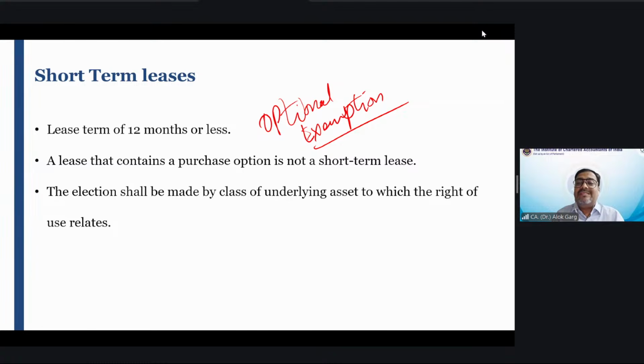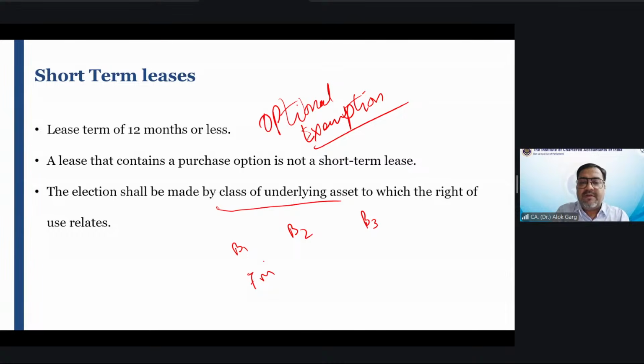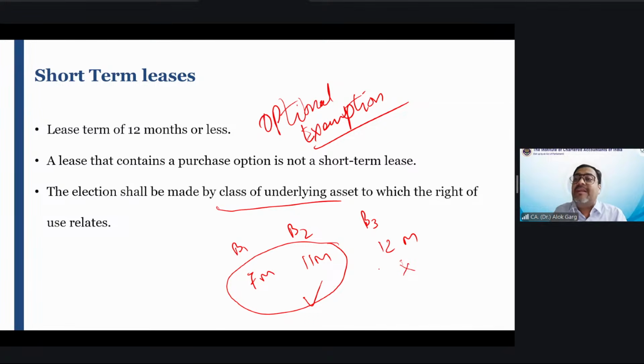And the short-term lease exemption has to be availed by the class of underlying asset. What is meant by the class of underlying asset? For example, the lessee has entered into a lease contract for 3 buildings, B1, B2, B3. B1 is for 7 months, B2 is for 11 months, B3 is for 12 months. The lessee wants to apply short-term lease exemption for B1 and B2, but doesn't want to apply it for B3. Lessee wants to do the ROU and lease liability accounting for B3.